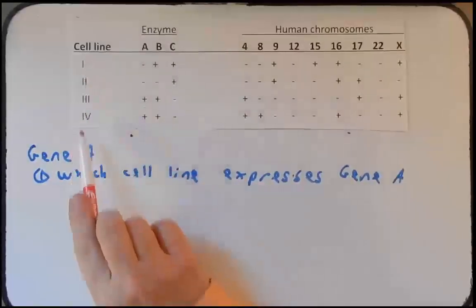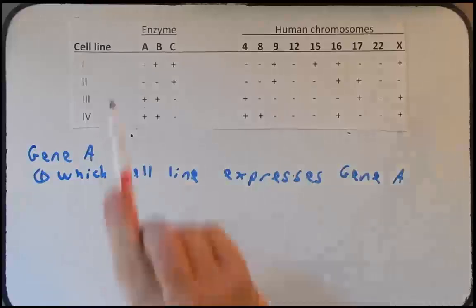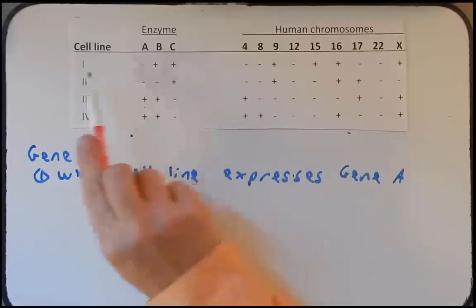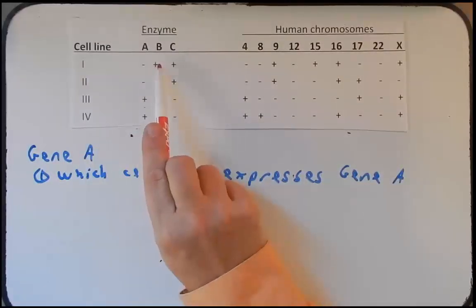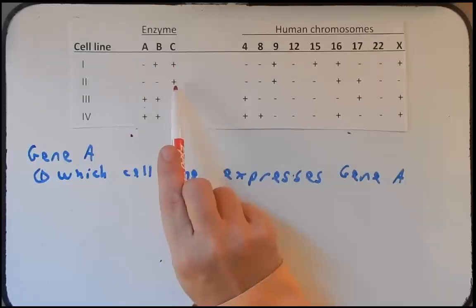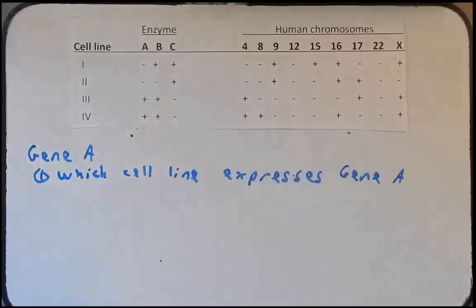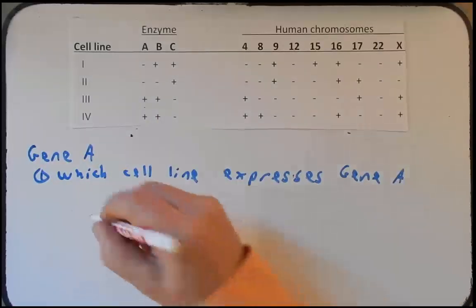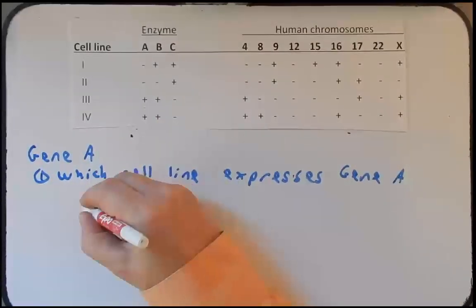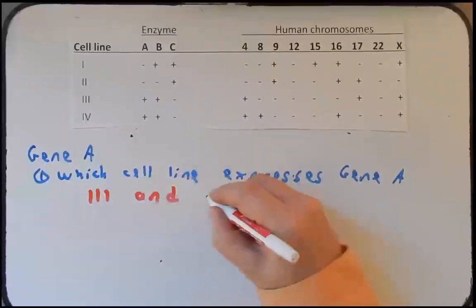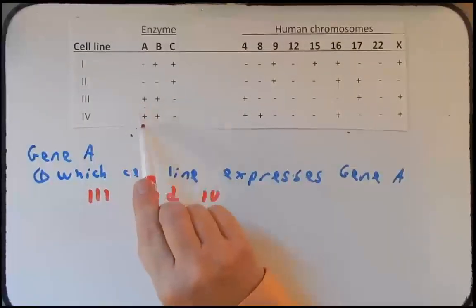So here are 4 cell lines, 1, 2, 3, and 4. And if they express gene A, there'd be a plus sign. So cell line 1, for instance, expresses enzymes B and C. Cell line 2, only C. Cell line 3, only A and B. And cell line 4, A and B. So which cell lines express gene A? The answer will be cell lines 3 and cell line 4, because you can see a plus sign in those.